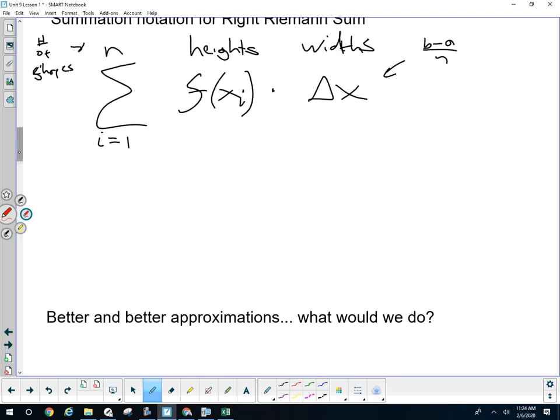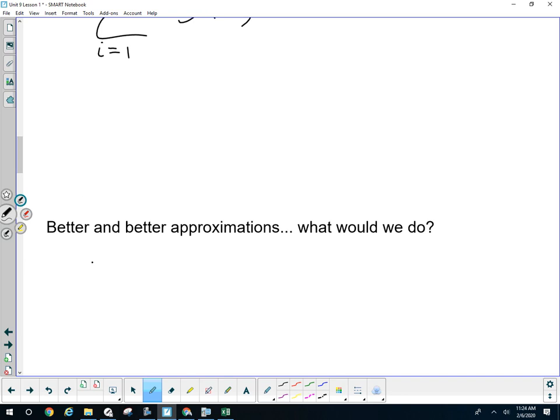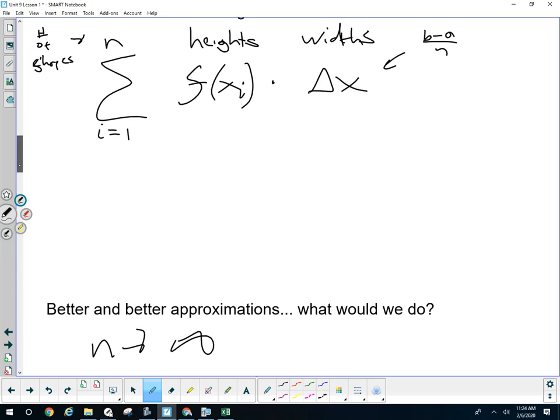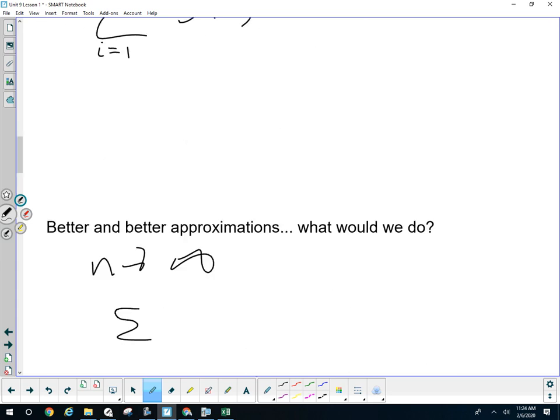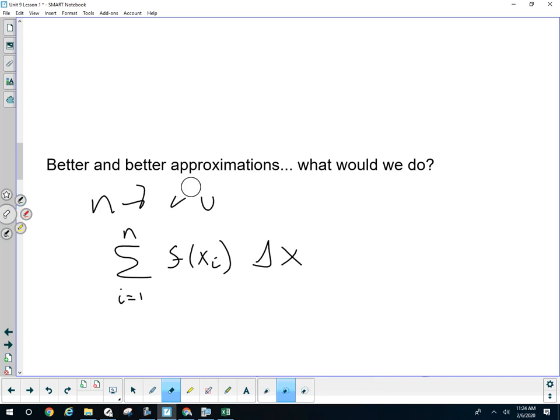Okay. Better and better approximations. What would we do? We would want infinite shapes. Okay? Now, we can't take this formula and just plug in infinity. We don't like to plug in infinity for numbers. It's more of a concept. We like to say things can approach infinity rather than equal infinity. So what do I use when I talk about things approaching certain things rather than equaling things? Limits.